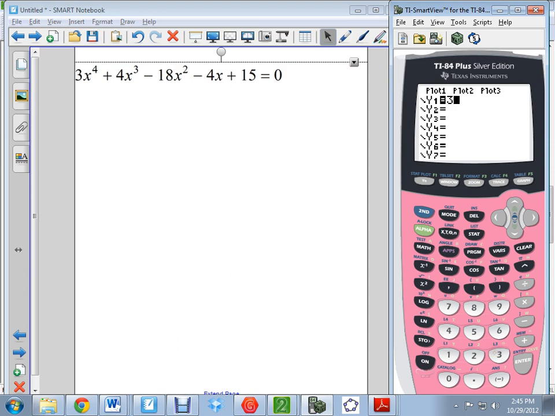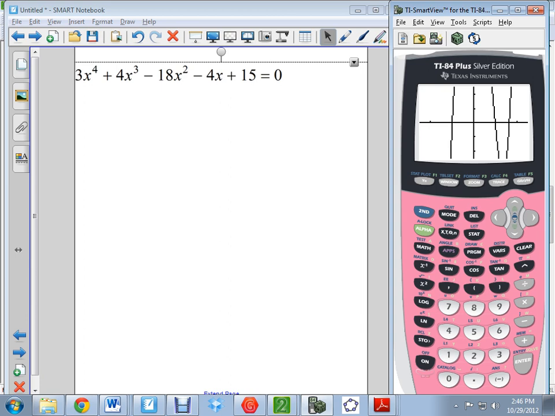The easiest way to find it is to look at a graph of this, 3x to the fourth plus 4x to the third minus 18x squared minus 4x plus 15, and we just hit graph. Now we can look at the places where this is going to cross the x-axis, and it crosses at a couple places that we can tell. One of those places is at -1, another place is at +1, and then we have some sort of fraction answer that I don't really know about right there.